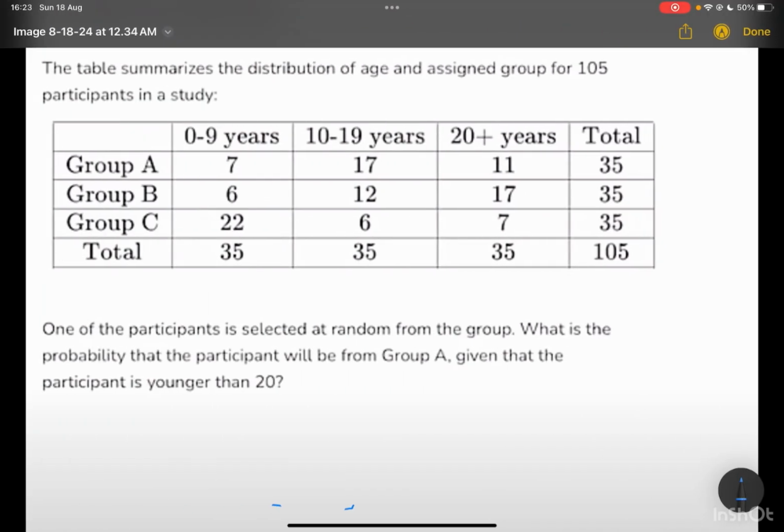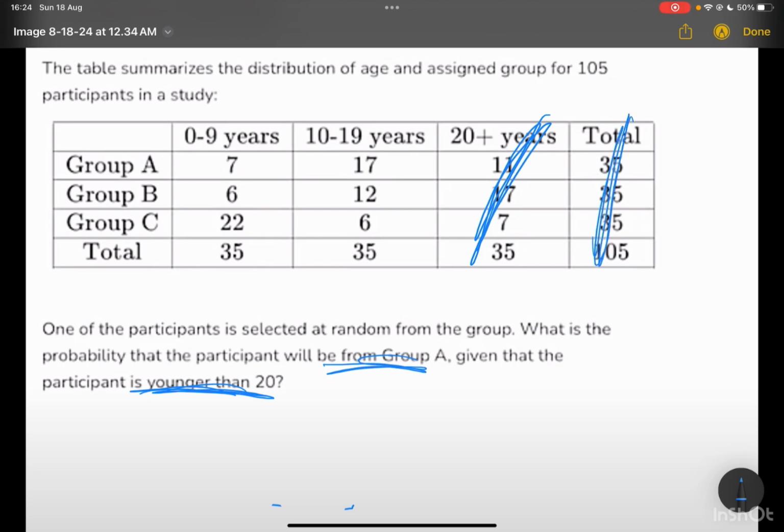Okay, so the next question is about conditional probability. The table summarizes the distribution of age and assigned group for 105 participants in the study. So this is a table. One of the participants is selected at random from the group. What is the probability that the participant will be from group A given that the participant is younger than 20 years old? So a participant will be from group A, younger than 20 years old. Younger than 20 years old, we're going to cross the other part out, which means we're also going to cross this part out.